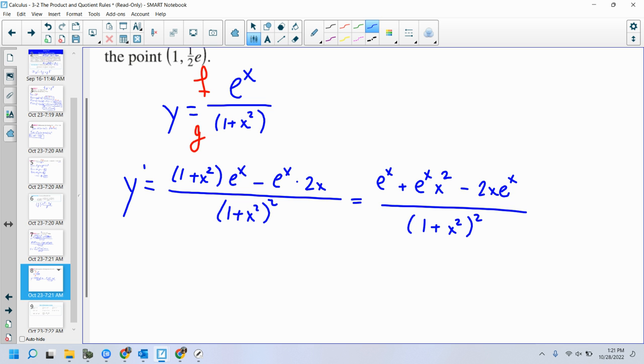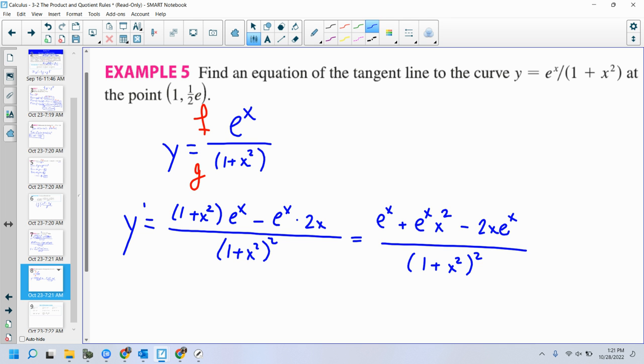I could factor out an e to the x, but there's really no reason, because the only reason we're creating the derivative is to find out what the slope is going to be. I'm not asked to find the simplest form of the derivative. So let's just get the slope now, because that's the derivative anyway. So find the slope, and what are we going to plug in? 1. So this is going to be e to the first plus e to the first times 1 squared, which is just 1, minus 2 times 1 times e to the first, all divided by 1 plus 1 squared, so 2 squared is 4.